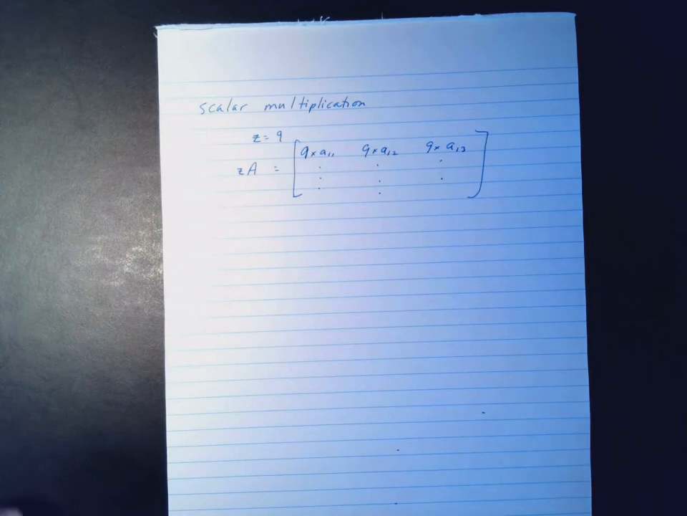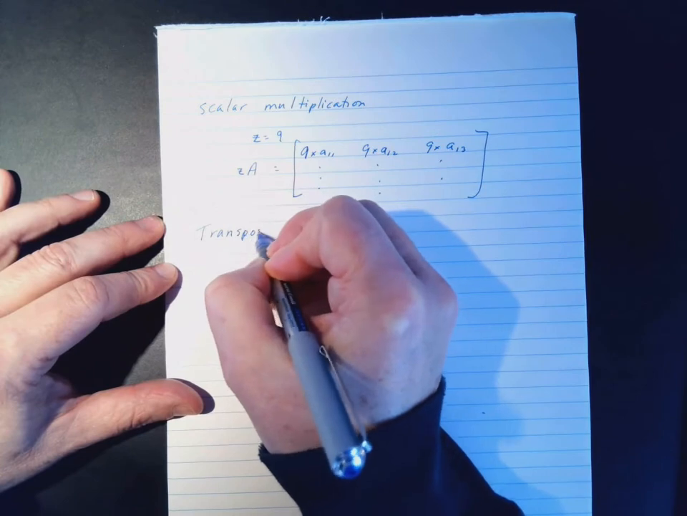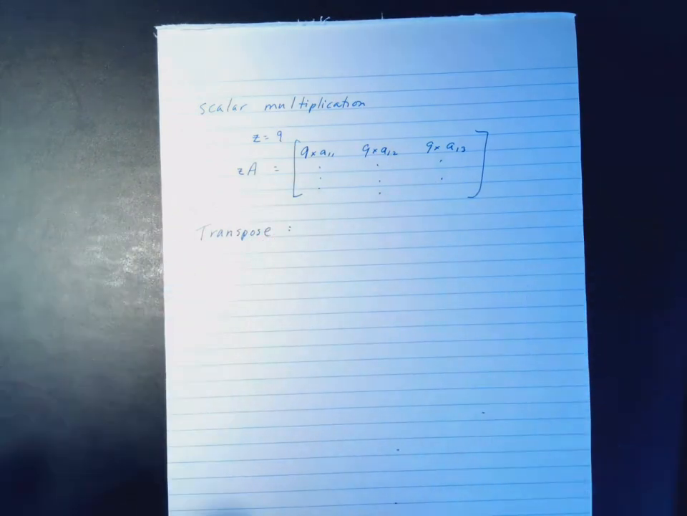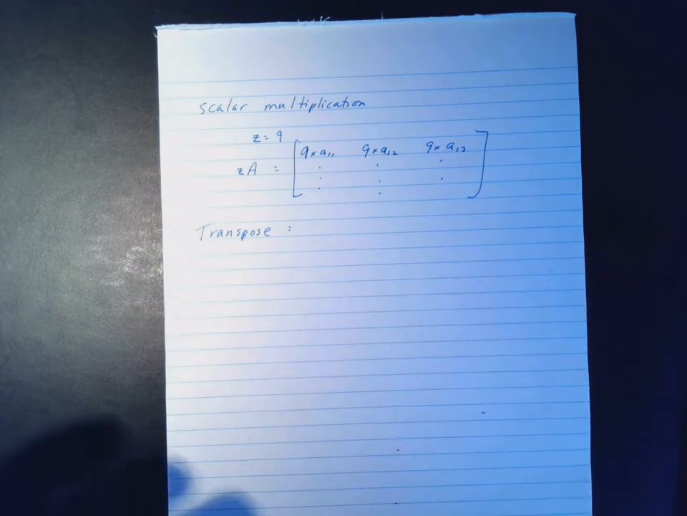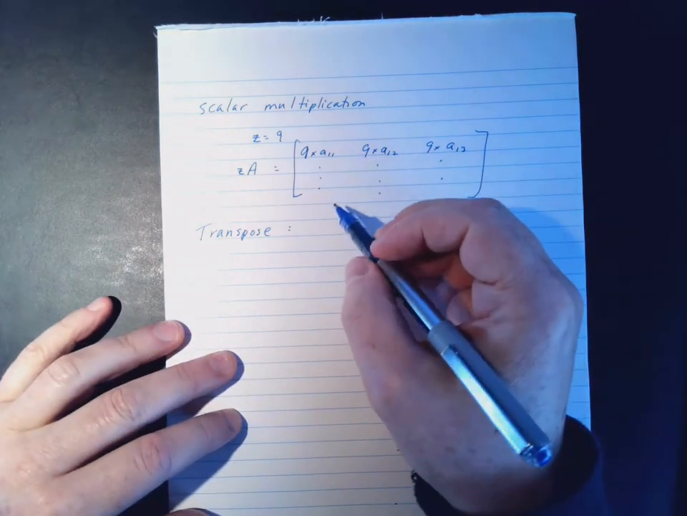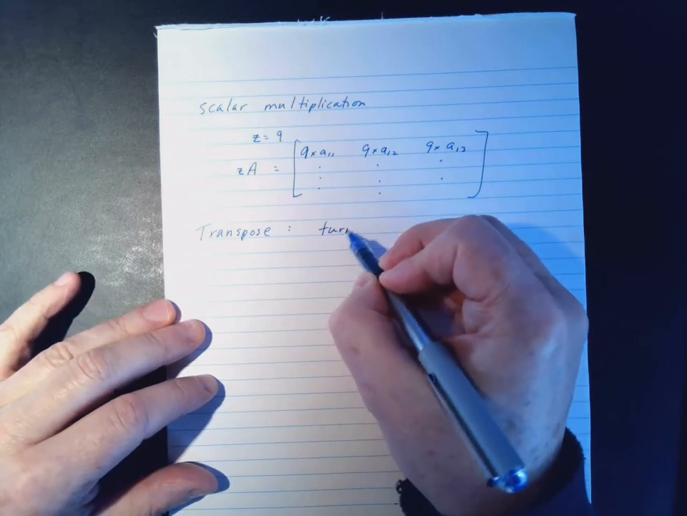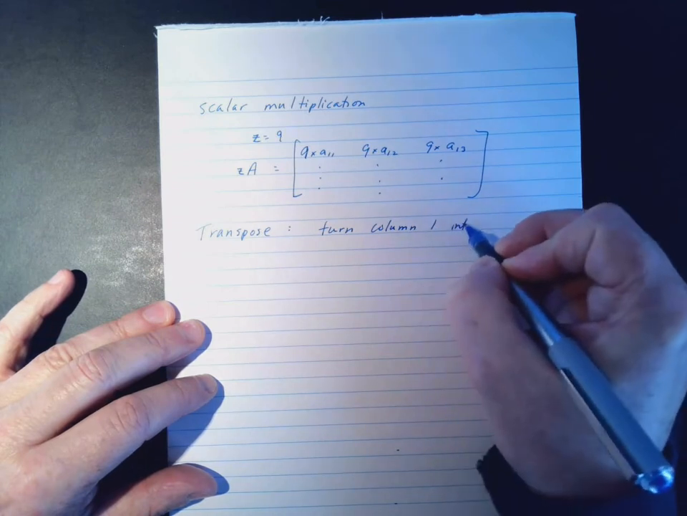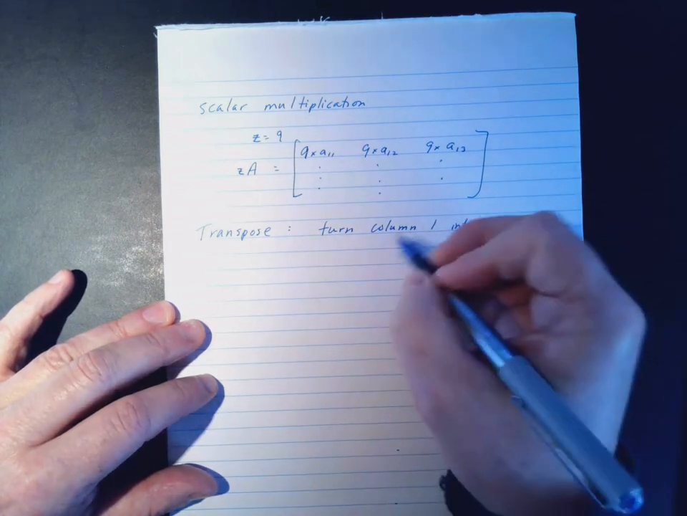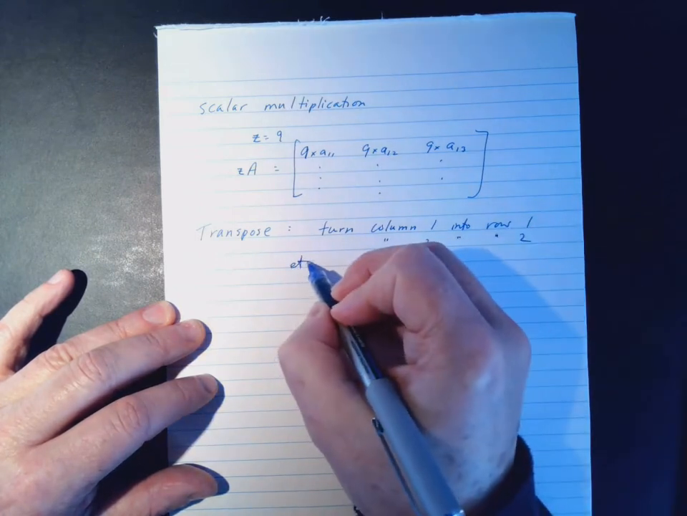There's another operation called transpose, and that's where you swap the rows and the columns. So it's kind of like you're going to flip the matrix along the diagonal. So it turns column 1 into row 1, column 2 into row 2, etc.